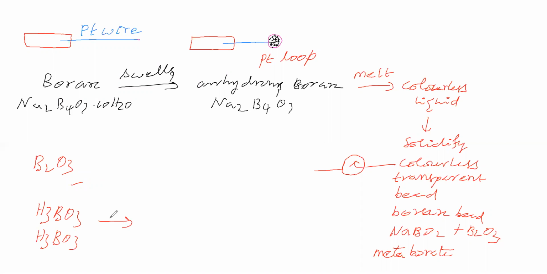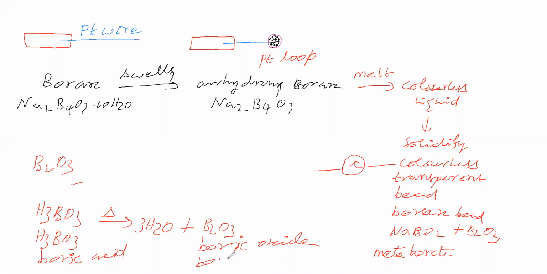Now let us strongly heat this H3BO3. From this, water molecules leave. What is remaining? B2O3 is remaining. H3BO3 is called boric acid. This on heating gives B2O3 by losing water molecules. Therefore, B2O3 is called boric oxide. Why is it called boric oxide? Because it is from boric acid.